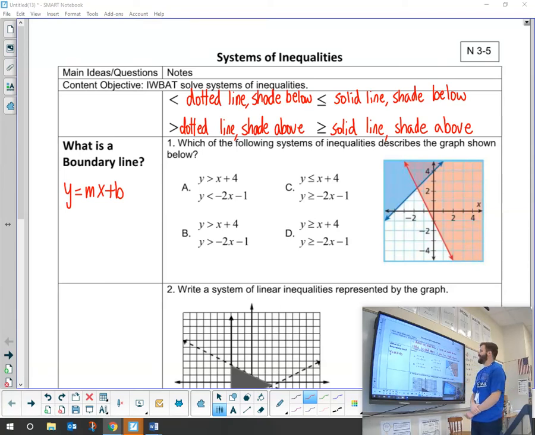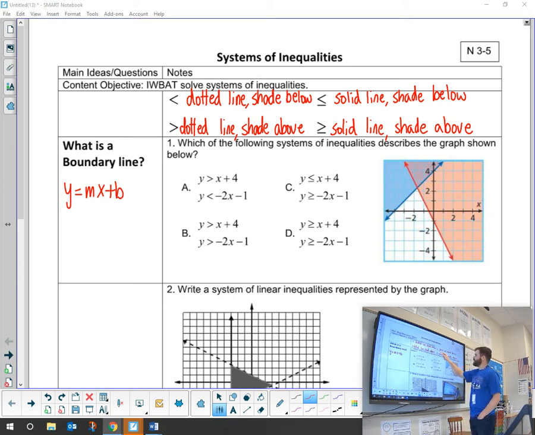Hey guys, today we are talking about systems of inequalities. So remember when we did graphing regular inequalities, we would talk about if we shade above, shade below, if we had a dotted line, if we had a solid line. So remember, if we have less than, it is a dotted line and we're going to shade below the graph.